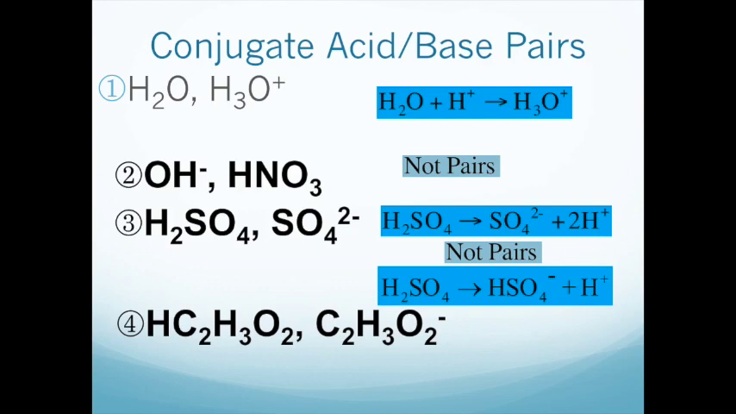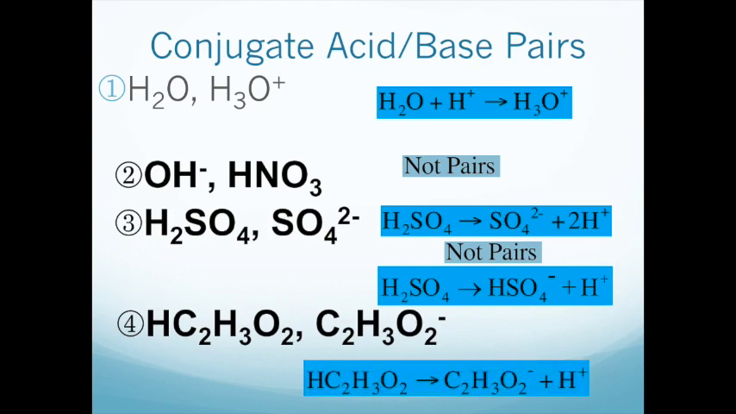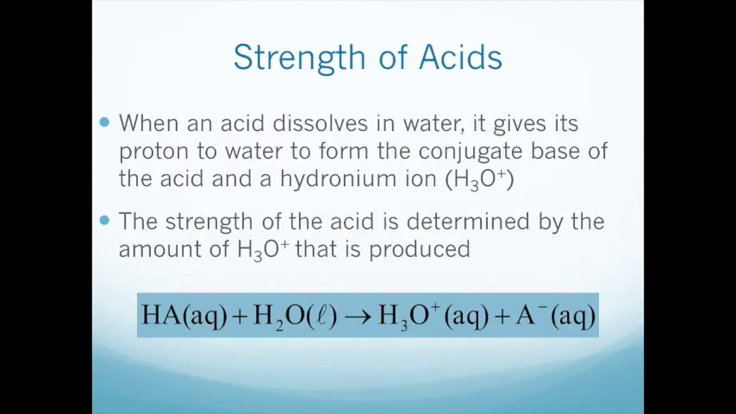And then the last one, this is acetic acid. So acetic acid is deprotonated to form the acetate ion, which makes this a conjugate acid-base pair because of the loss of one proton.